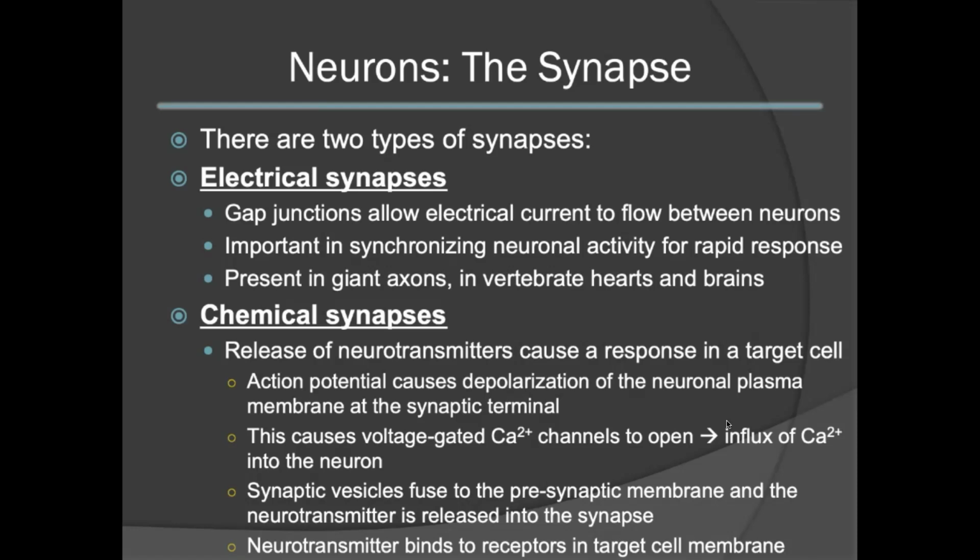Chemical synapses, on the other hand, involve the release of neurotransmitters at the synapse to cause a response in the target cell. In these types of synapses, the action potential will cause a depolarization of the neuron plasma membrane. This will cause voltage-gated calcium channels to open, which will lead to an influx of calcium into the neuron. This will cause the synaptic vesicles that contain the neurotransmitter to fuse to the membrane. The neurotransmitter will then be released into the synapse, where it can then bind to receptors on the target cell membrane.